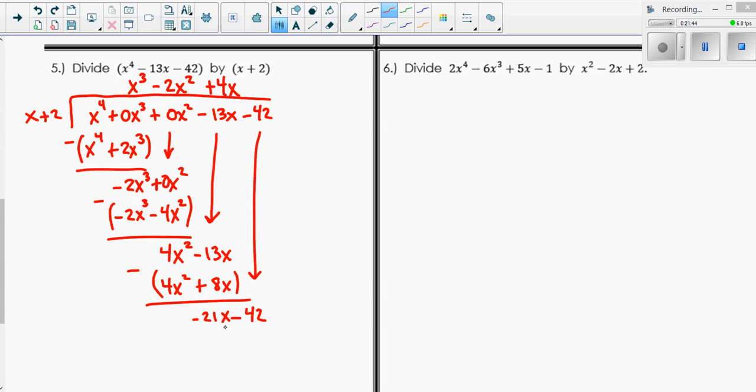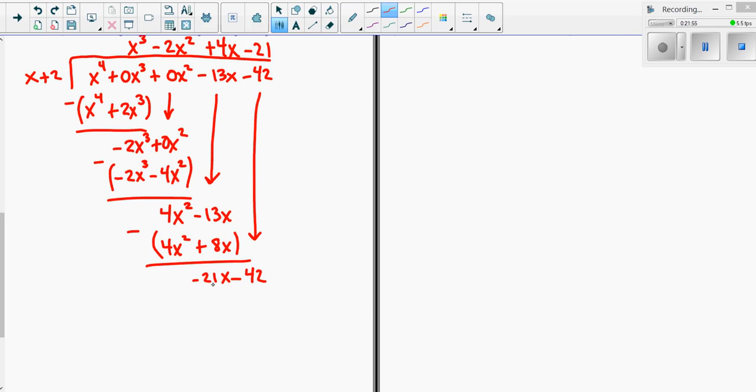Okay, I need a negative 21x. So this has to be a minus 21. Okay, multiply that. And a space here. I get negative 21x plus 42. Put parentheses around it. Subtract. Alright, my first terms cancel. It's very easy to put a 0 here because we see a plus and a minus, but remember this is negative 42 minus 42, which makes negative 84.